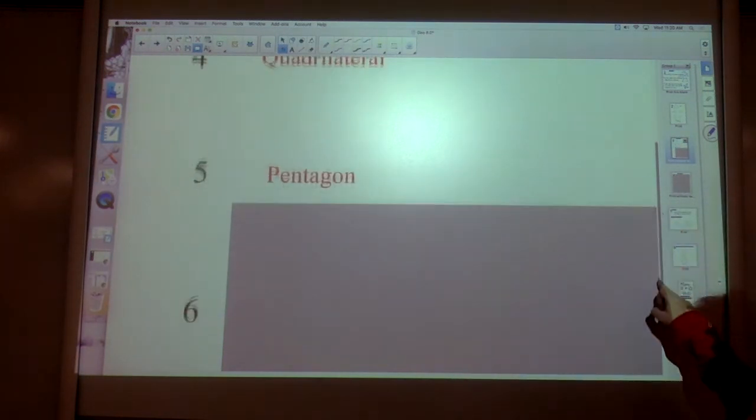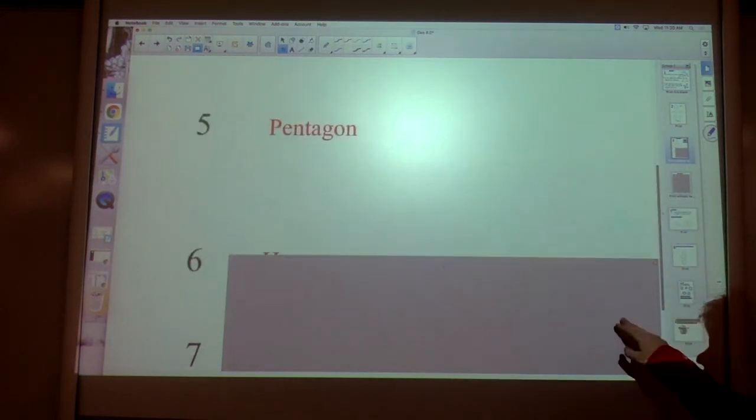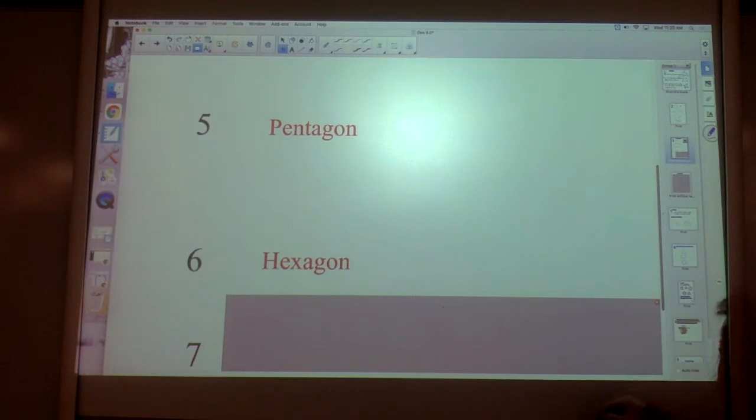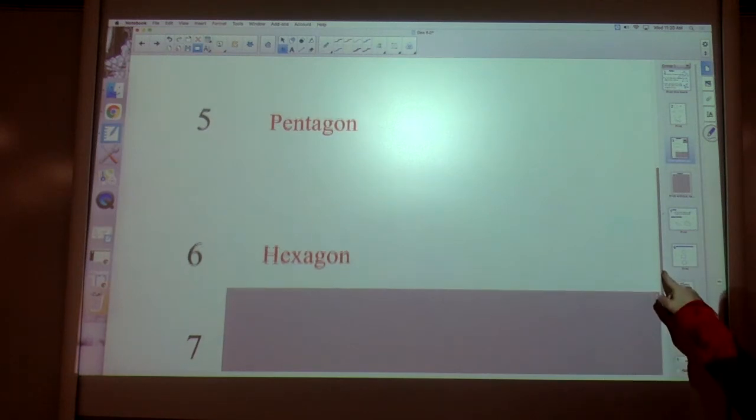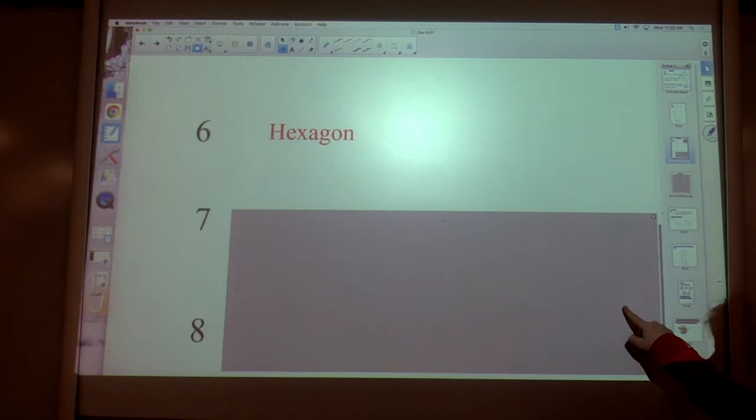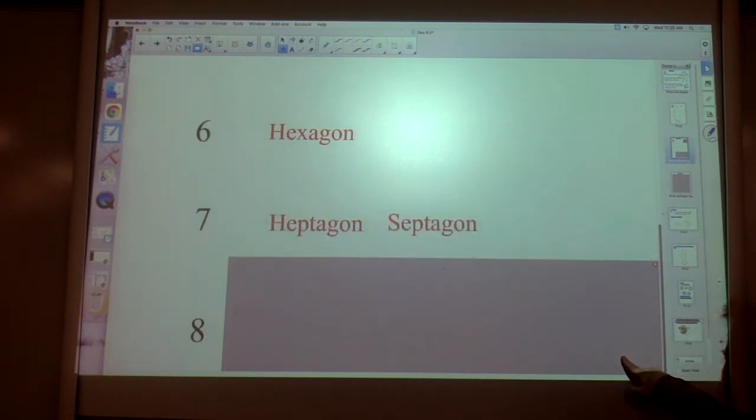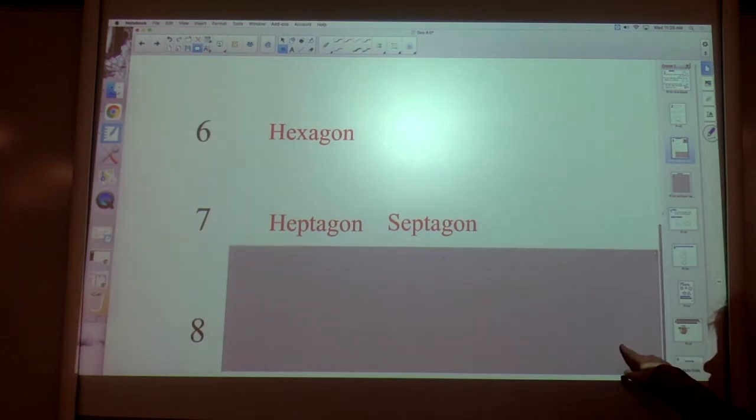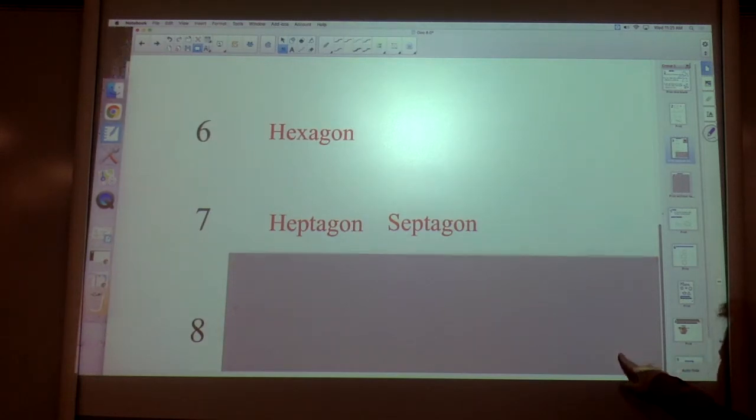5, pentagon. 6, hexagon. Slow down and check the spelling on these. You have to be able to spell them correctly. 7, I've seen and heard both, depending on where you look, can be called a heptagon, also can be called a septagon.